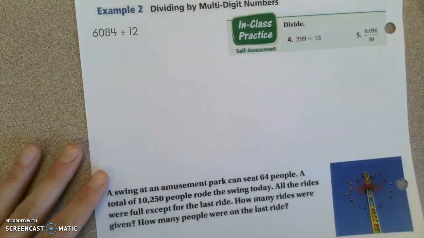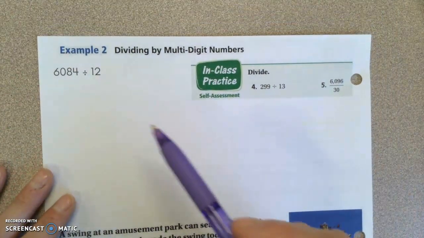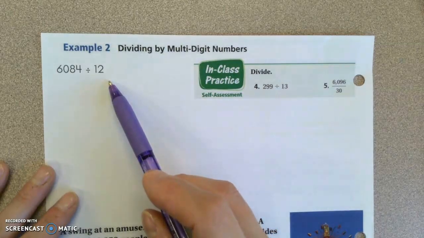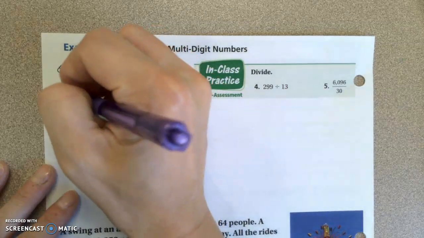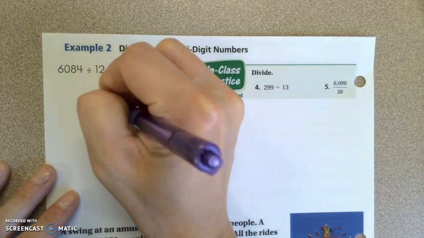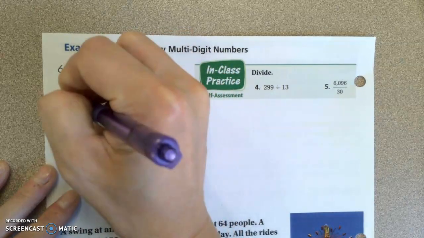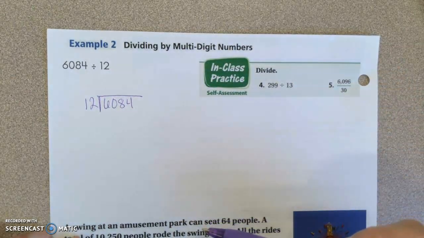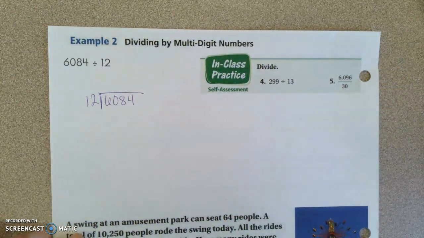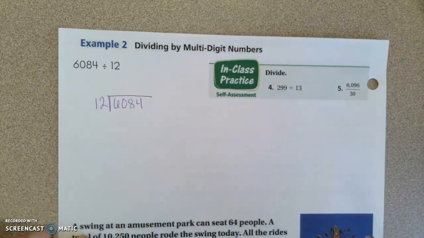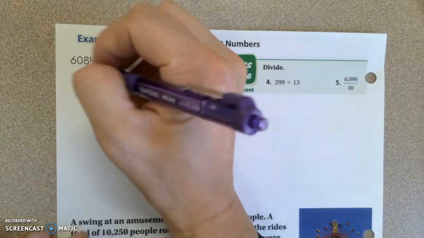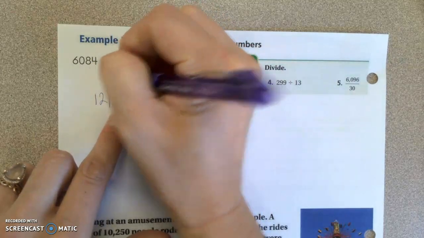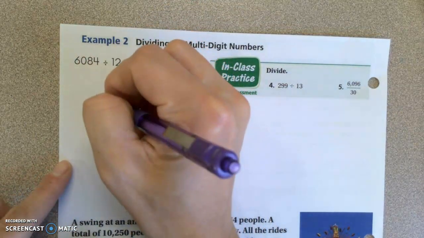Okay, flip this over. Now we're going to go through the same process, but instead of a 1-digit number, we'll have a multi-digit number. So here we have 6,084 divided by 12. When you do have larger numbers, it can be helpful to make a list of multiples, 12, 24, 36. Your multiplication chart could be useful in this case. 12 does not go into 6, so I'm going to put a 0. 12 goes into 60, so I'm going to put a 5. That's 12 times 5 is 60.